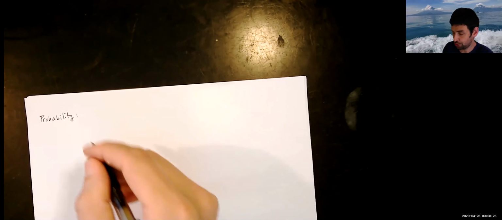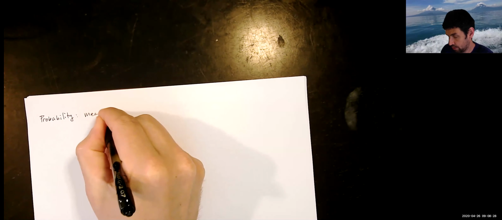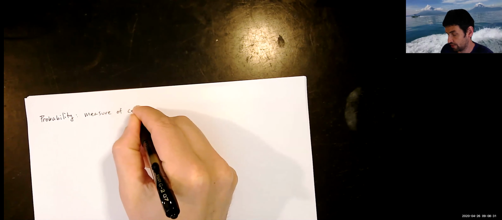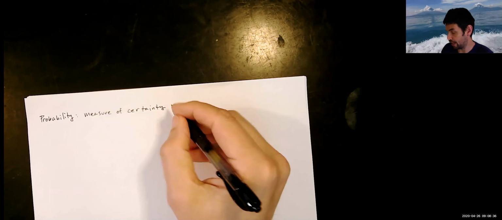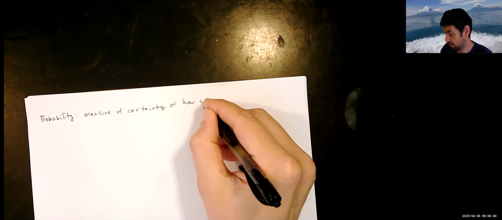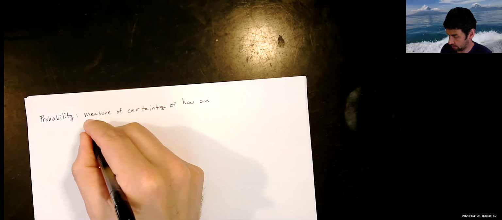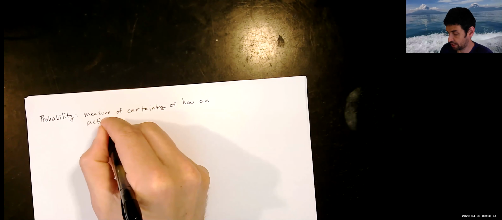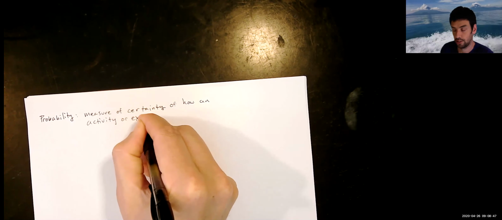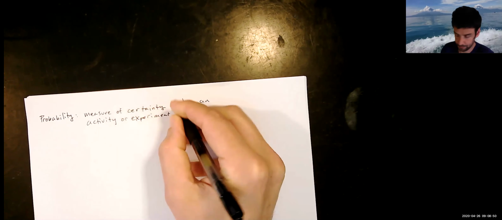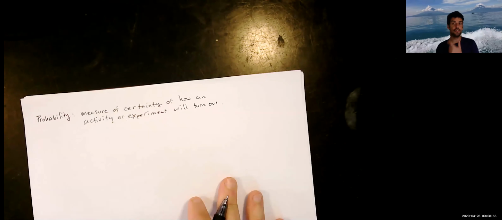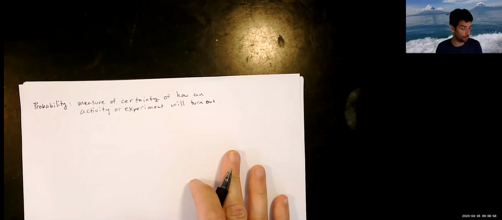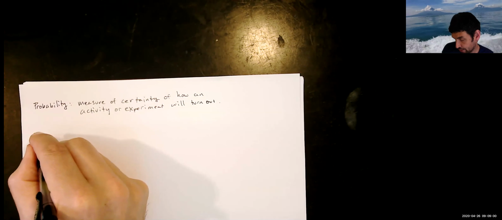We can think of it as our measure of certainty of how an activity or experiment will turn out. Okay, so it's just an idea of how sure we are about something that will happen. And let me define the term experiment.